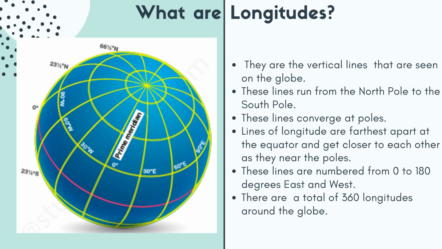Lines of longitude are furthest apart at the equator, and as we move towards the poles, they get nearer to each other, as seen in the diagram provided. These lines are numbered from 0 to 180 degrees east or west. There are a total of 360 longitudes around the globe.